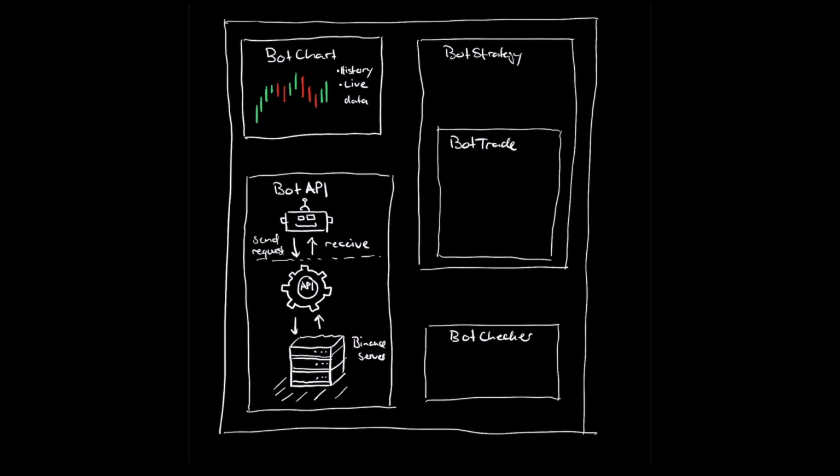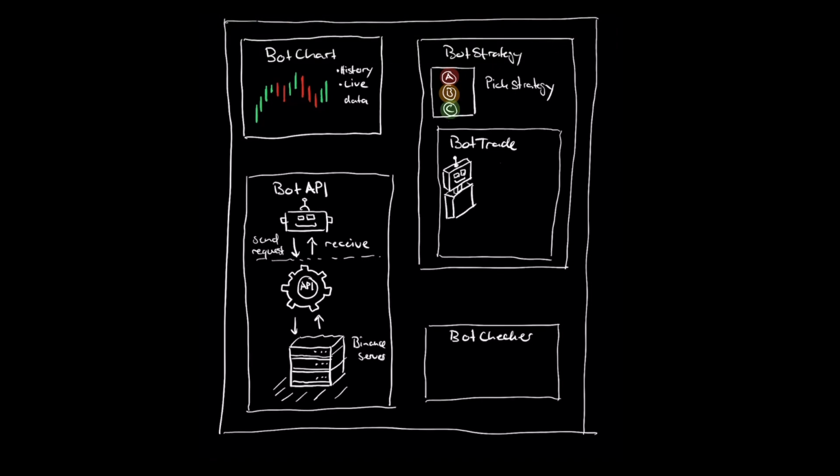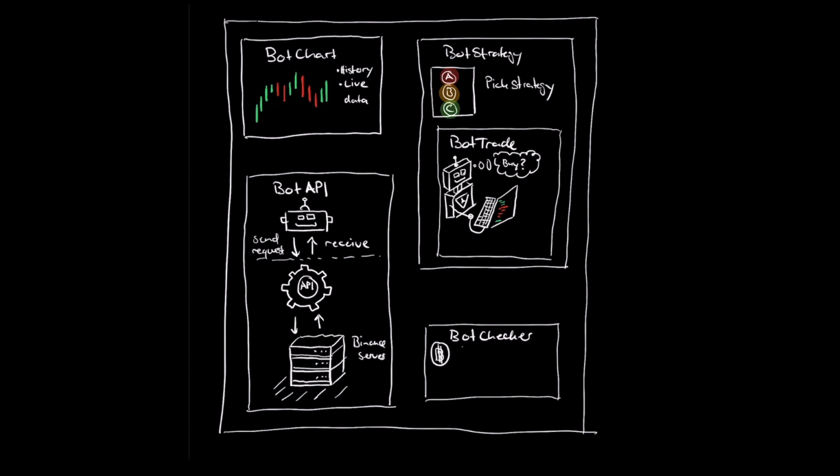The script bot strategy embodies a certain strategy. At the moment it's just technical analysis, and in a later video we will show you how you can extend it with other strategies like AI and reinforcement learning. Bot trade is used to place trades. In the bottom right corner you see bot checker. In bot checker we keep track of the different coins we want to trade.